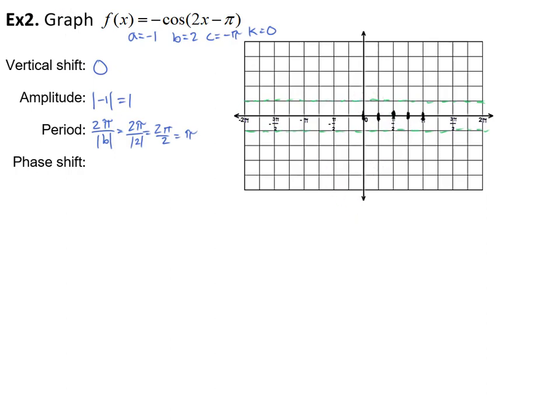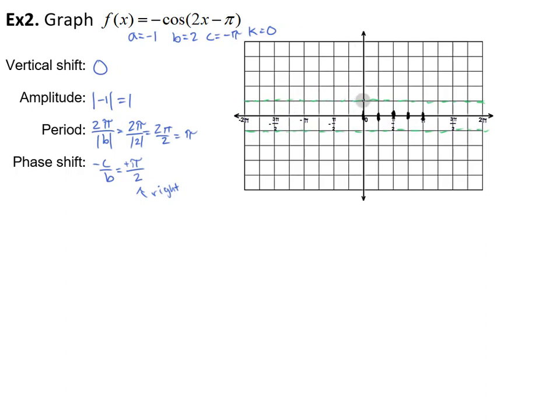Okay, before we start graphing this in, let's go ahead and find our phase shift. The phase shift is the opposite of c over b. So the opposite of c would be positive pi over b, which is 2. So we end up with positive pi halves. And because it's positive, we are going right pi over 2 units. So let's start with our normal cosine waves.